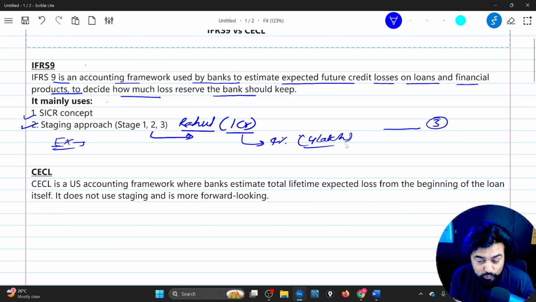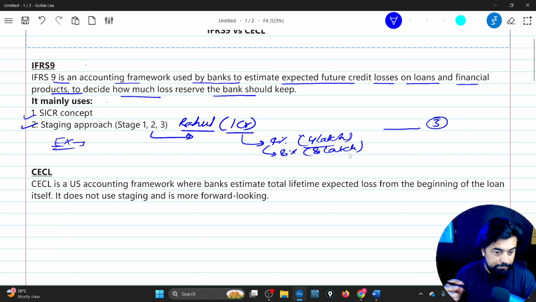But now stage 2 happens. After a few months, Rahul starts missing EMIs. Here is the catch. His credit score starts dropping. Now the bank feels the risk has increased, so the loan moves to stage 2 in IFRS 9 and the reserve amount increases. The percentage is now not 4%, it will be increased to let's say 8%. So now 8 lakh rupees is something the bank will keep.